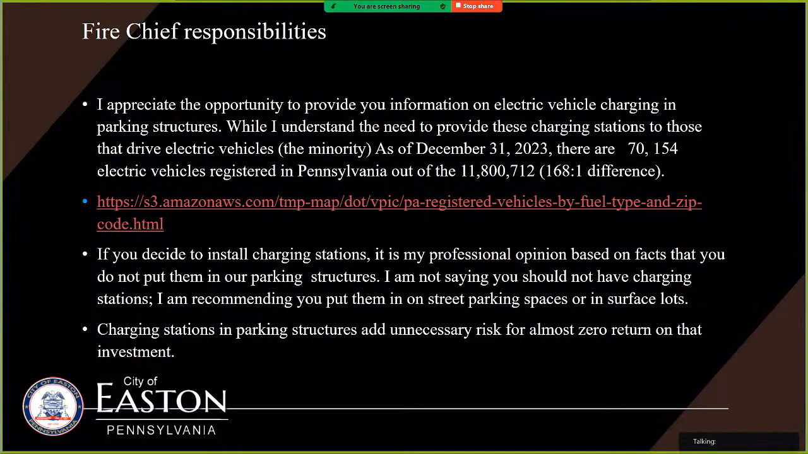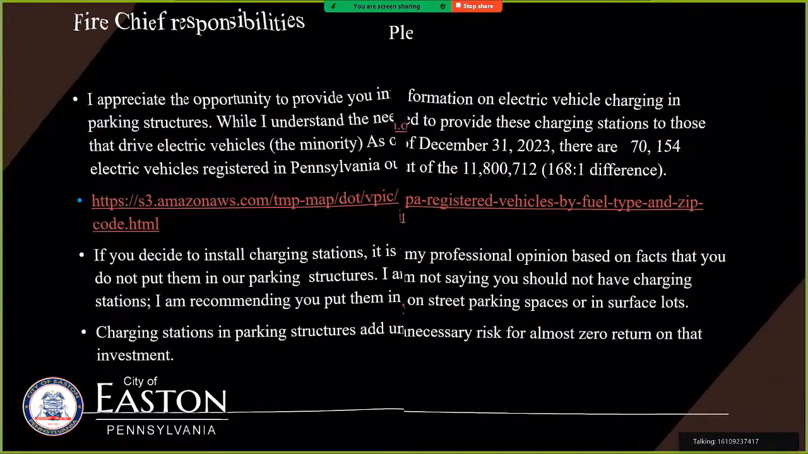Now it's time for some of the numbers. As of December 31st of 2023, there were 70,154 electric vehicles registered in the entire Commonwealth, out of a total of 11,800,712 cars. 168 to 1 difference. I won't do that next one there, but if you decide to install charging stations, my professional opinion, based on all these facts, is that we do it on a surface street or in a surface lot, because we're adding unnecessary risk to your investments, and there's almost no return out of that.